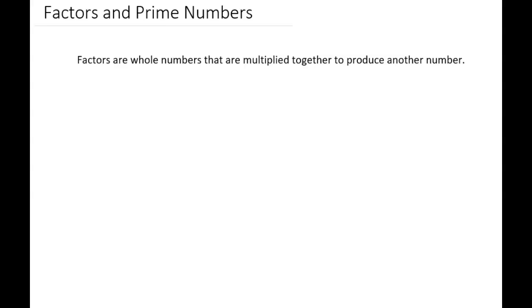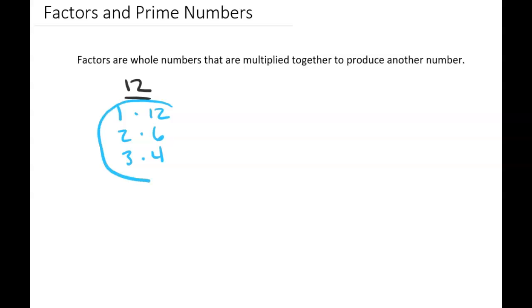This video is going to talk about factors and prime numbers. Factors are whole numbers that are multiplied together to produce another number. For example, if I have the number 12, there are several things I could multiply to make 12. I could multiply 1 times 12, 2 times 6, or 3 times 4.